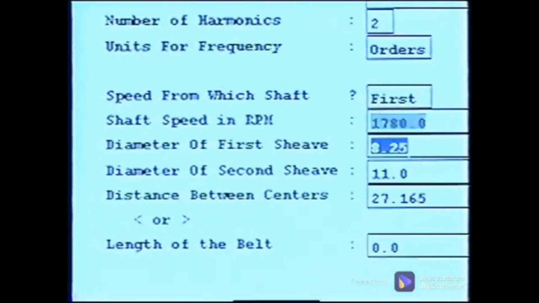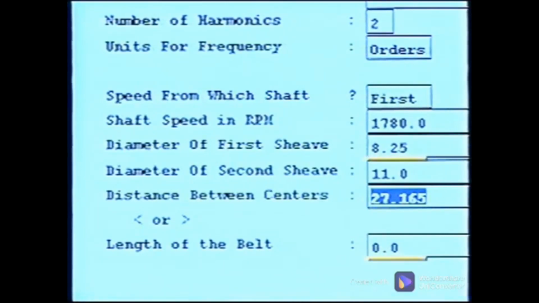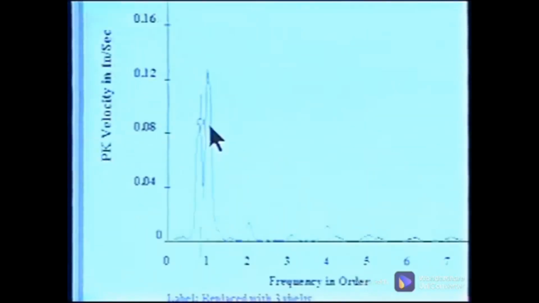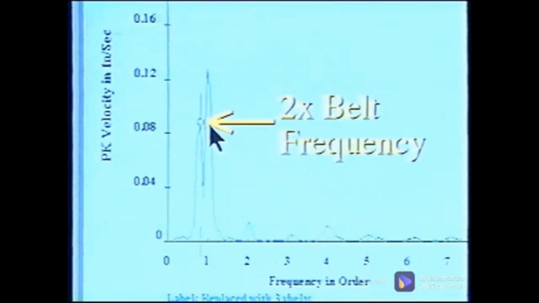To calculate the belt frequency, you must know the diameter of both sheaves and the center-to-center distance. The sheave diameter needed is the pitch diameter. The calculation can also be made if the sheave diameter and the length of the belt are known. The output frequency can be in orders, CPM or Hertz. The primary belt frequency seldom appears, but harmonics are common.